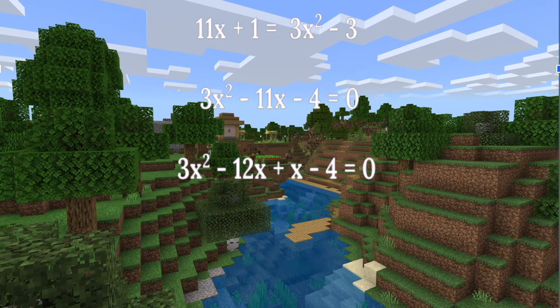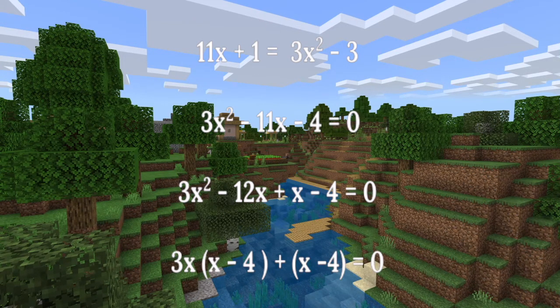So if you take 3x squared minus 12x and factor it, you'll notice that there's a common factor of 3x, so you pull that out. And that leaves you with 3x times x minus 4. And then if you look at the other term, positive x minus 4, well, there's no common factor we can pull out of x minus 4, so we just end up bringing x minus 4 down.